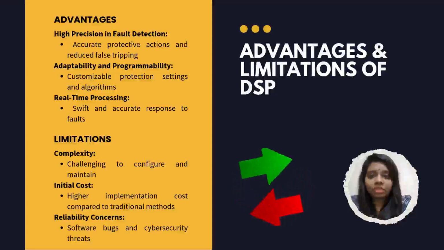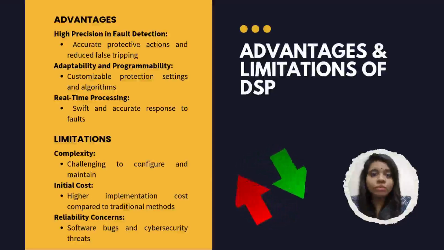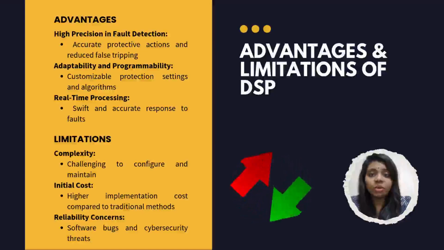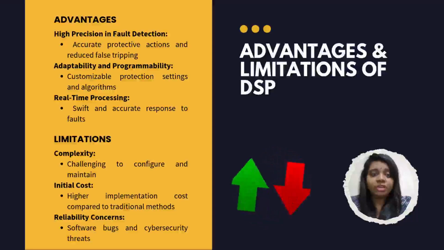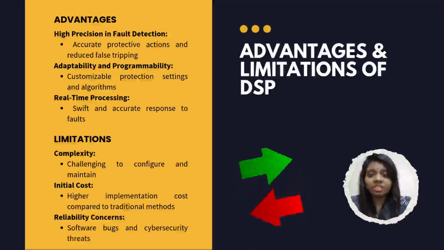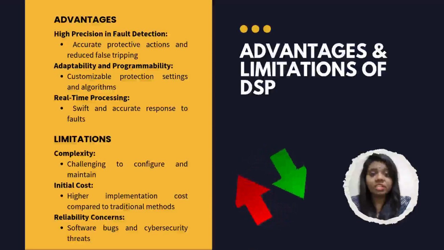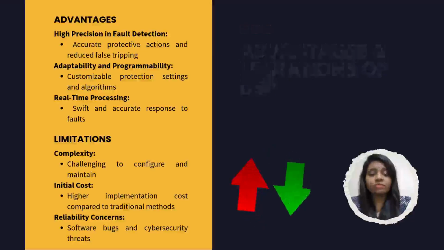DSP systems also have limitations. Their complexity makes them challenging to configure and maintain. The initial cost of implementing DSP technology is higher compared to the traditional method. Reliability concerns such as potential software bugs and cyber security threats can impact system stability. In addition, integrating different DSP systems can be difficult, and a stable power supply is necessary for effective operation.